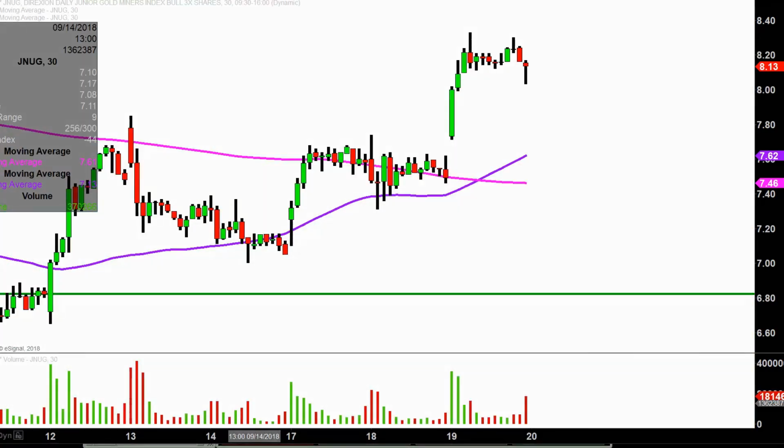Real quick, what do I mean by 30-minute in case maybe you're new to charts? Instead of each one of these candlesticks here representing one day's worth of price action, which is what you would normally see, each one represents 30 minutes. So while this may look like several days' worth of time, it's actually just today's price action, broken down into 30-minute time slices.